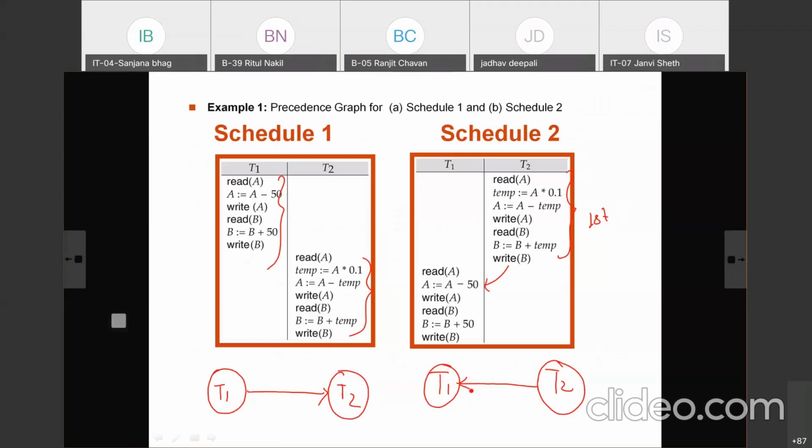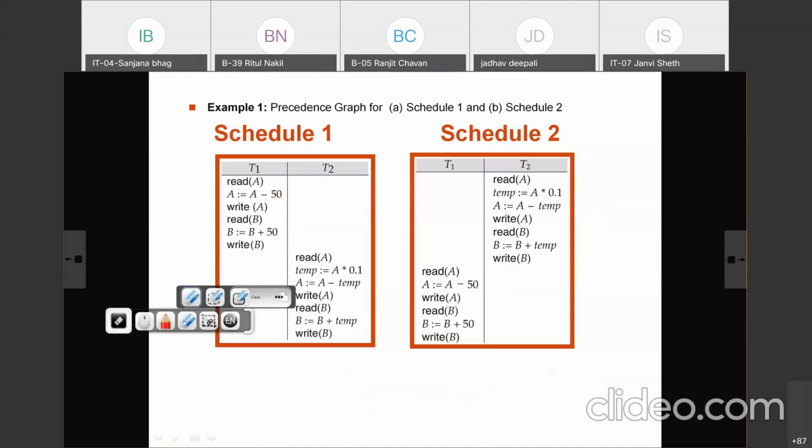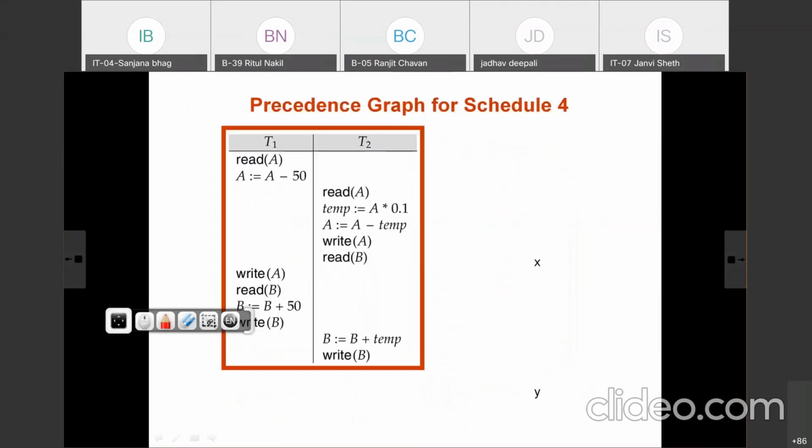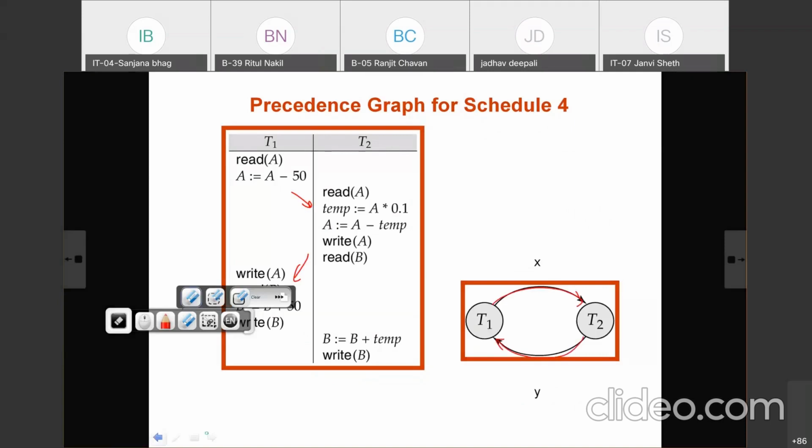Now see what is the use of drawing this precedence graph. Why do we need to draw this graph, T1 to T2 or T2 to T1? If we draw this graph for this schedule, it is like this. Because some of the instructions of T1 execute, then T2 executes here, in this way it generates a cycle: T1 to T2 and T2 to T1. Now, when we draw such a graph, how can we use it to test serializability?